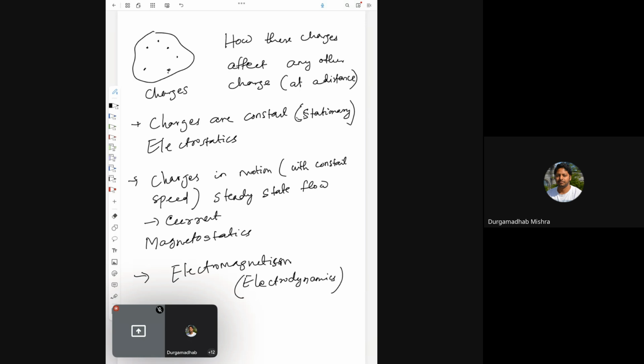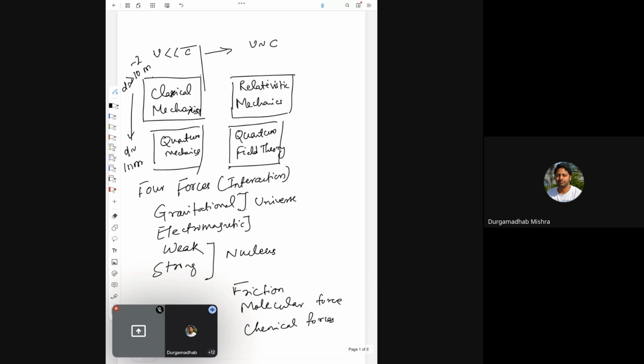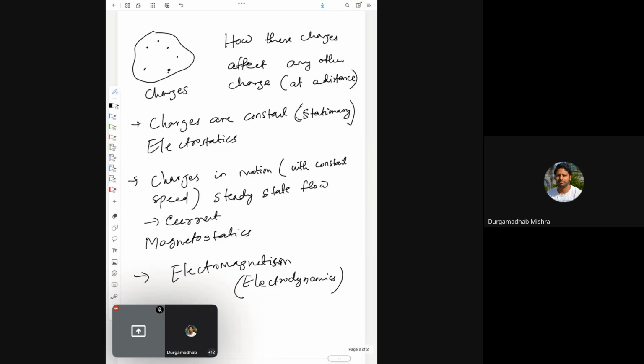And in each of these discussions, we will still be in the realm of the physics that I discussed earlier. We'll still be in the classical domain. We will not really go into any quantum mechanics or relativistic mechanics. Maybe in the end we will look at a bit of a relativistic effect, but mostly our discussion will be in a classical domain.